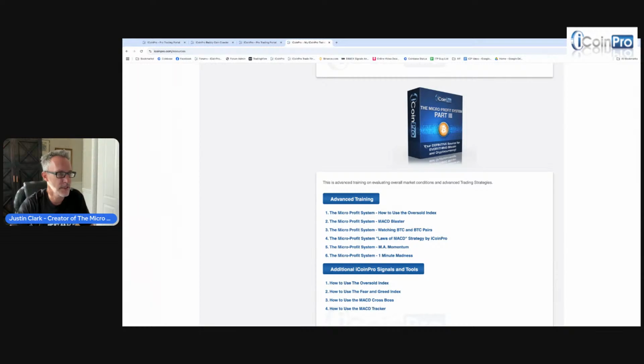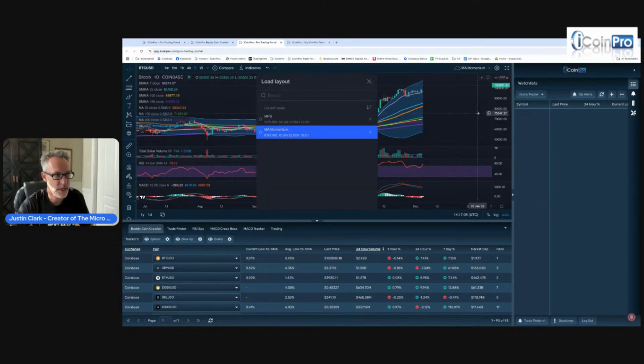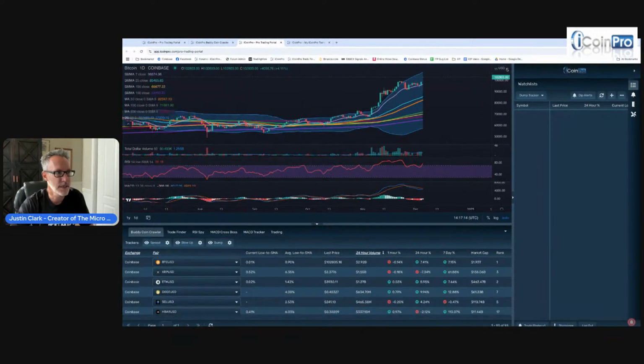Moving average is the chart setup that we're using here. You can access this MA Momentum chart setup in our software. This is the iCoinPro software we're looking at. Click Load Chart Layout and click on MA Momentum, and that'll pull this up. So let's take a look here really quick.